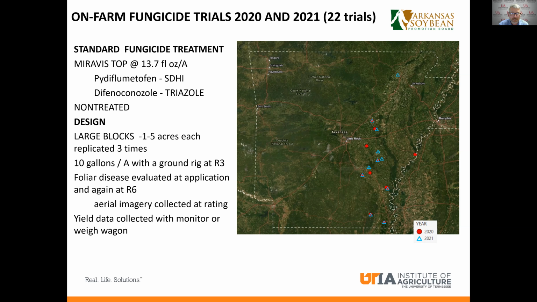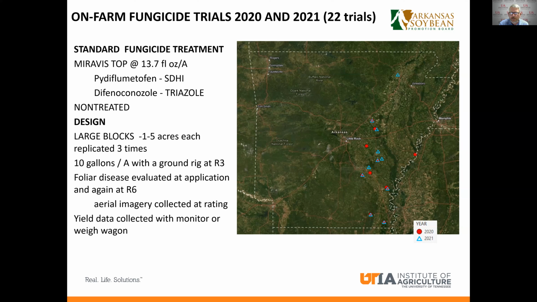We always have a standard fungicide treatment. This happens to be Miravis Top at 13.7 fluid ounces per acre. That is an SDHI and a triazole pre-mixed product. We always have non-treated controls, and then we normally put in at least one other fungicide. For the most part, it's been Revytek at 7 or 8 ounces, a product from BASF. But anyway, sometimes we have more than that.